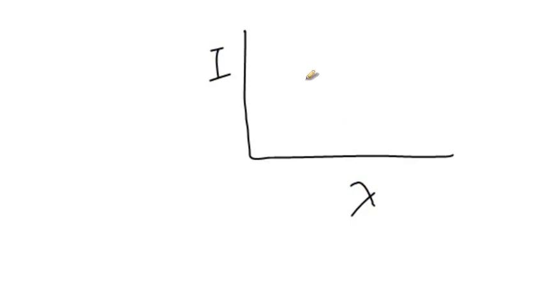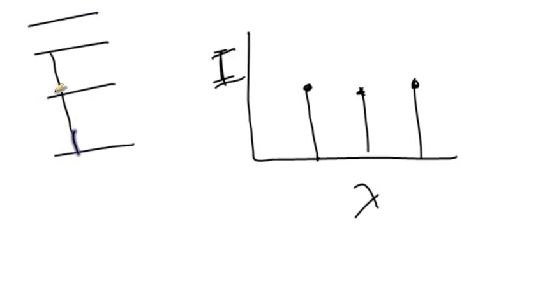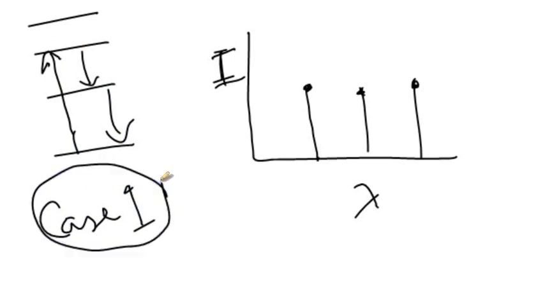And how does this look in the spectrum? If this is the spectrum, we will observe something like this. I'm just giving you a rough idea. So basically we are talking about bright emission lines just as a result of de-excitation, from this level and this level. So this is case 1, a very basic case.